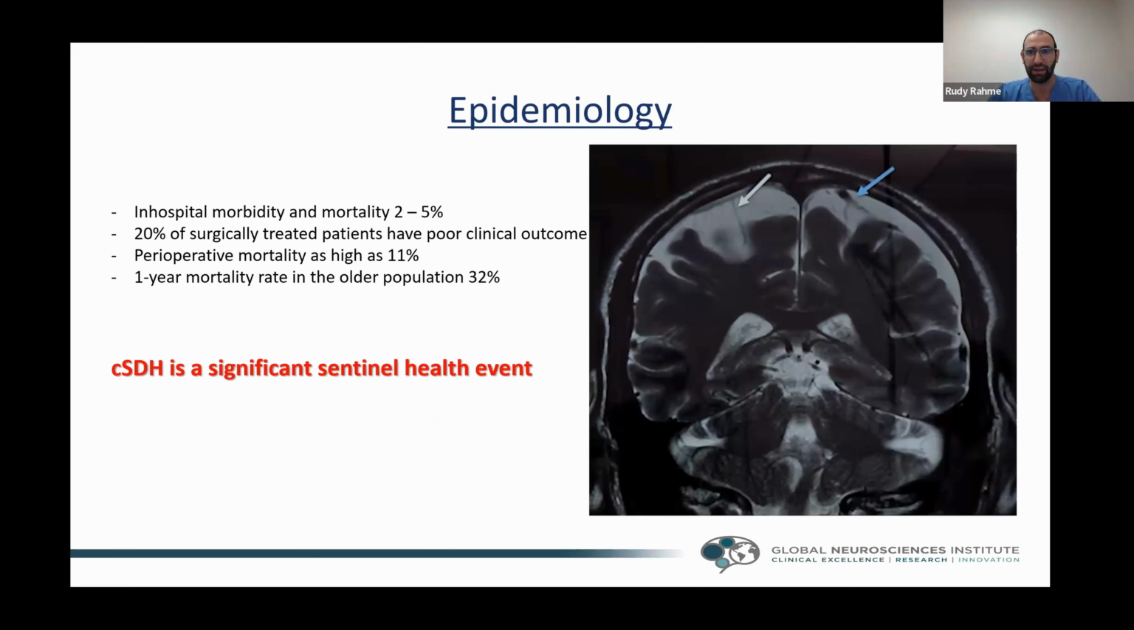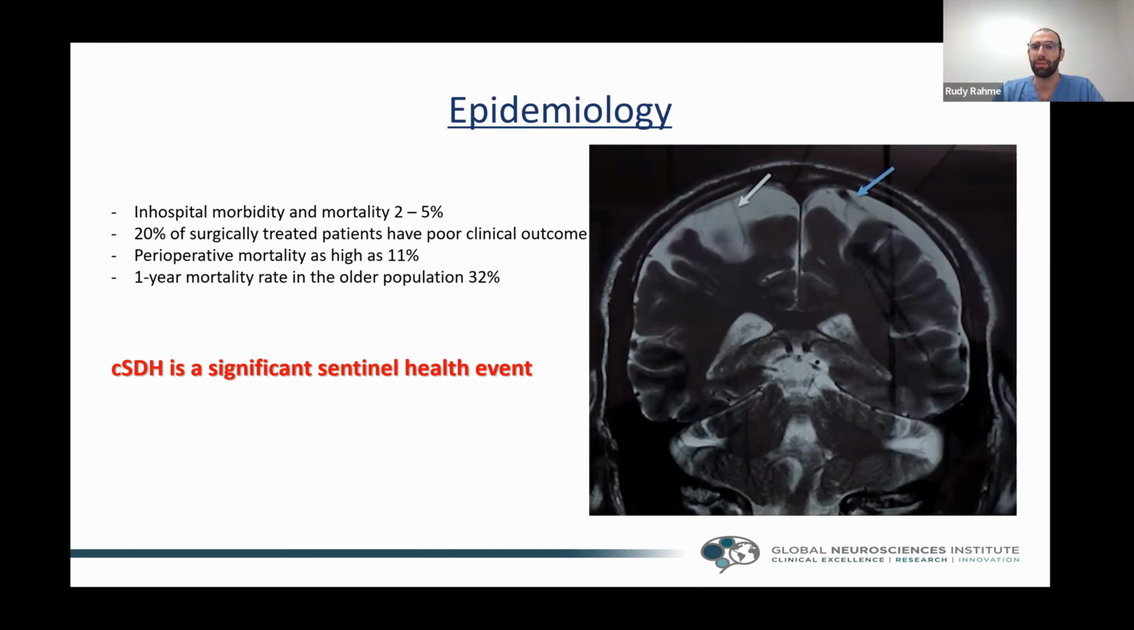The in-hospital morbidity and mortality of subdural hematoma is between 2 to 5%. I'm talking about chronic subdural hematomas. 20% of patients who are treated surgically end up having a poor clinical outcome with significant disability. This is not necessarily related to the technique or to the surgery itself, but to the disease: seizures, strokes, multiple things that can be associated with that. The perioperative mortality is as high as 11%. That number varies a bit in the literature, but you can see it up to 11%. The number that does not vary, that is surprisingly constant in the literature, is that at about a year, the mortality of patients who have chronic subdural hematoma is about 30%. And that's not necessarily directly related to the subdural hematoma.